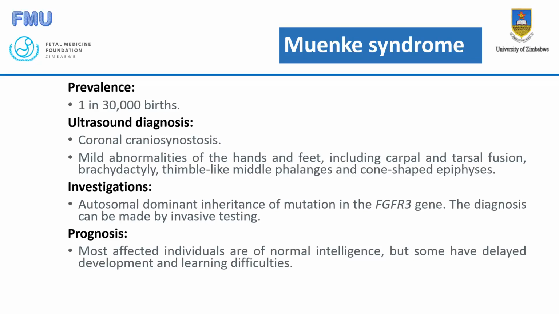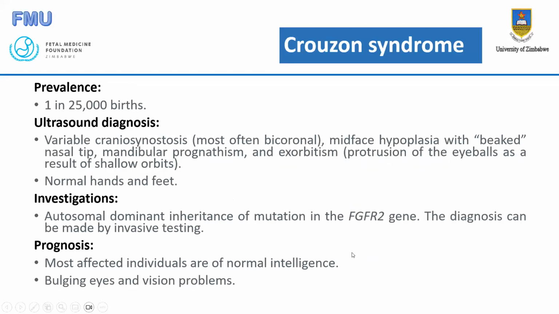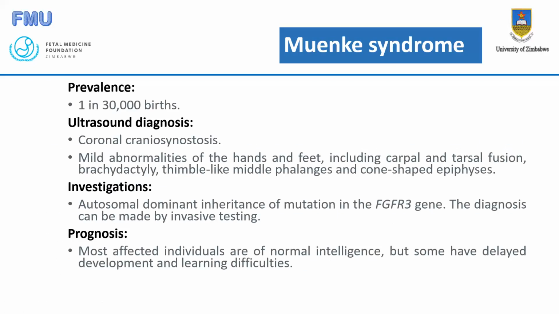There are mild abnormalities of the hands and feet, including carpal and tarsal fusion, with brachydactyly, things like short middle phalanx, and cone-shaped epiphysis. The autosomal dominant inheritance of mutations in the FGFR3 gene, and the diagnosis is made by invasive testing. Most affected individuals have normal intelligence, but some have delayed development and learning difficulties. I think I will stop here. It's too much information. I'll stop here today and allow us to digest what we've gone through.